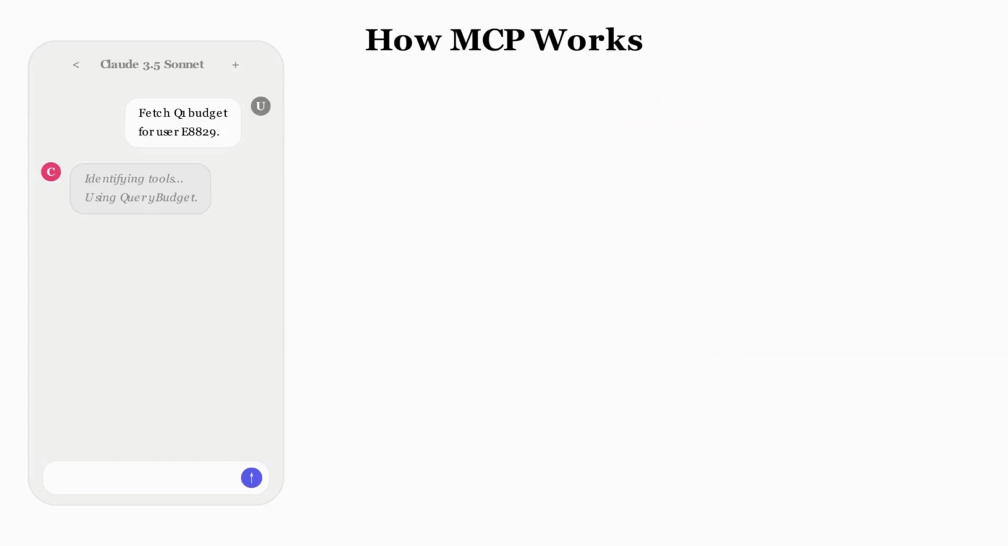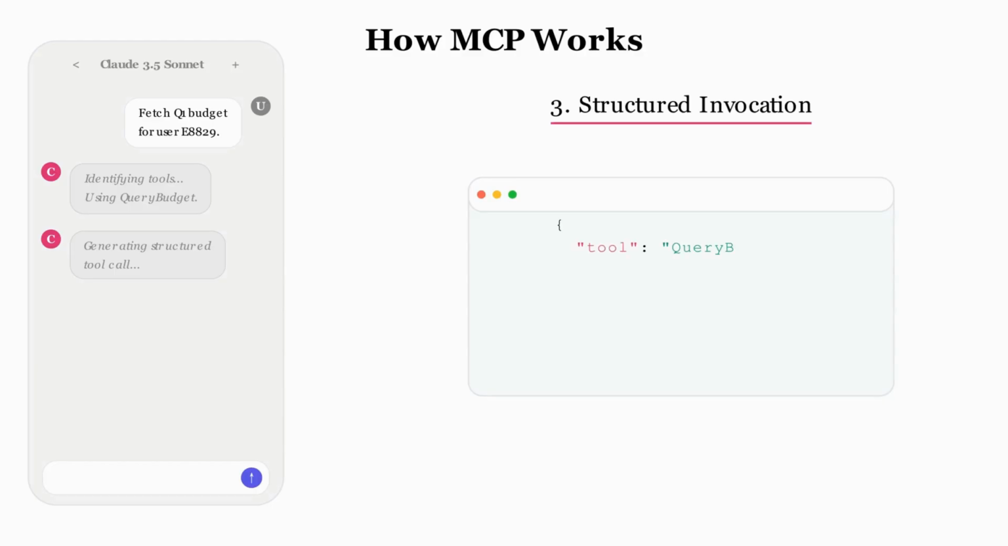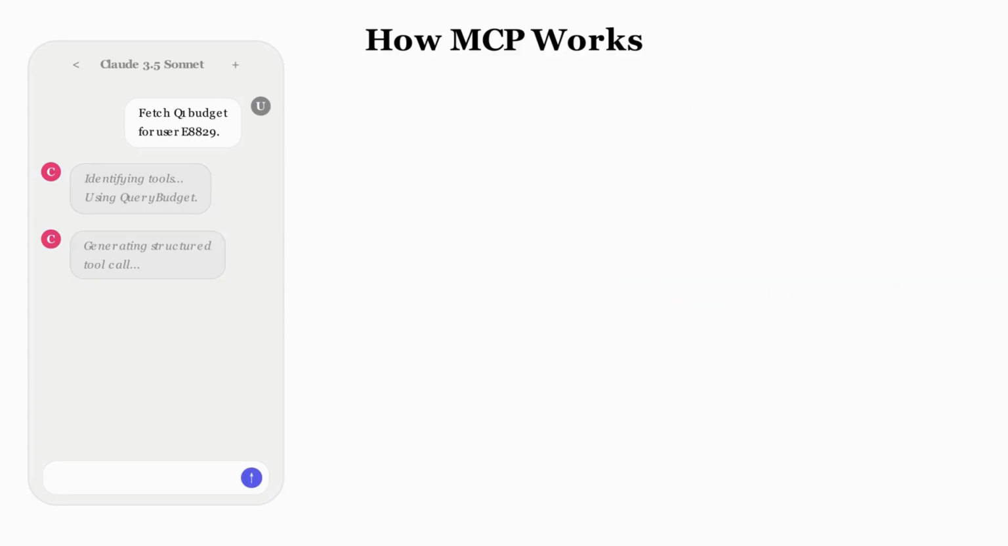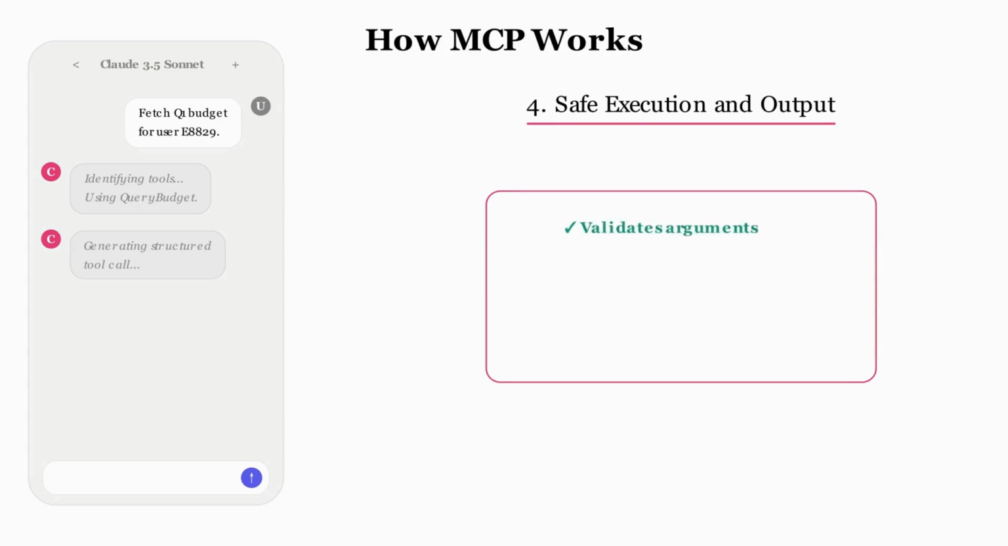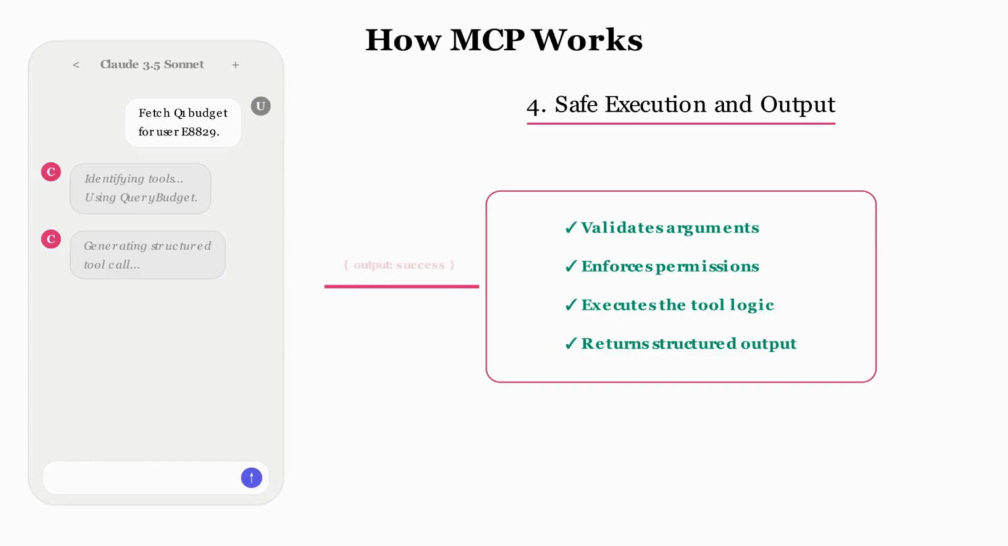The third one, structured invocation. The LLM produces a structured call, such as tool arguments, user ID, and period. There are no hallucinated URLs or fabricated endpoints. And the fourth one, safe execution and output. The execution layer validates arguments, enforces permissions, executes the tool logic, returns structured output. The LLM then converts that structured output into a natural language answer.